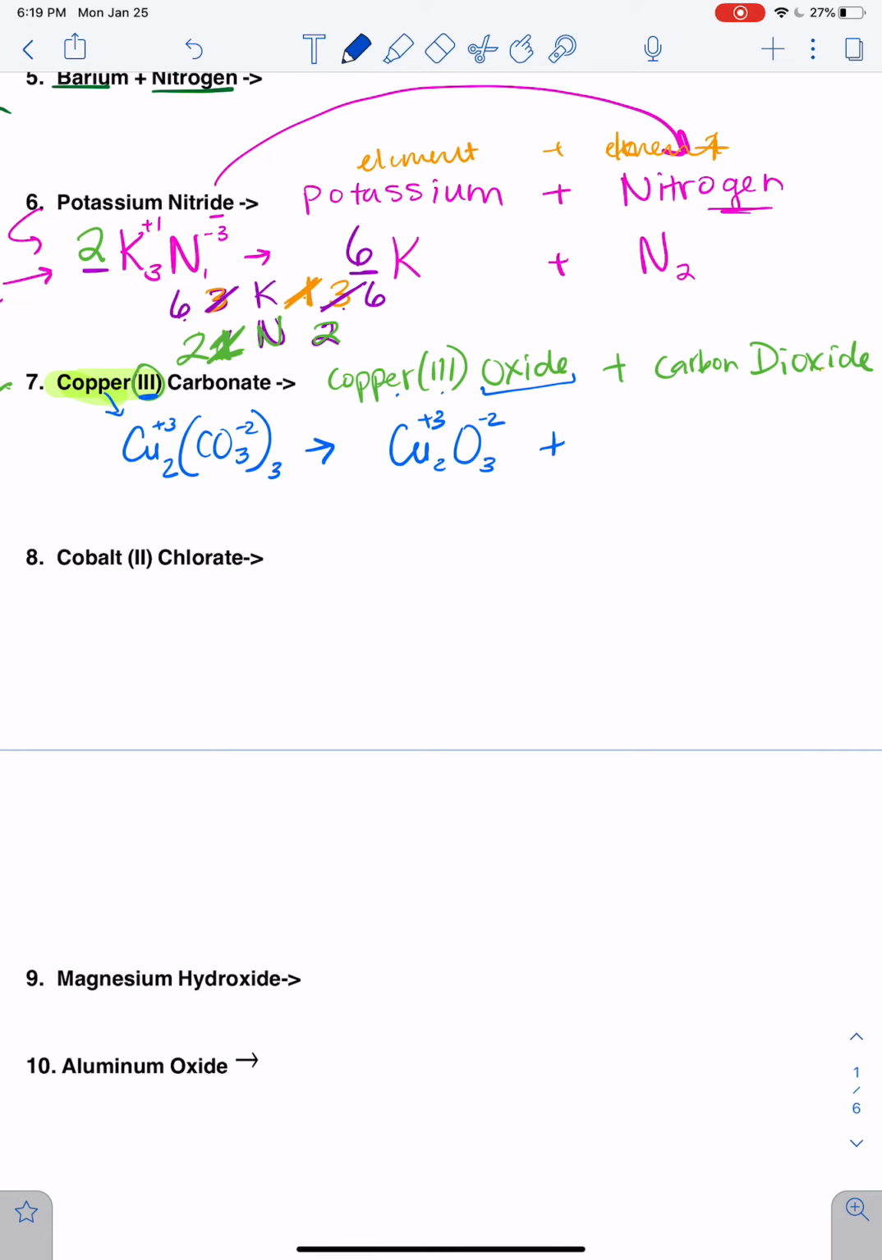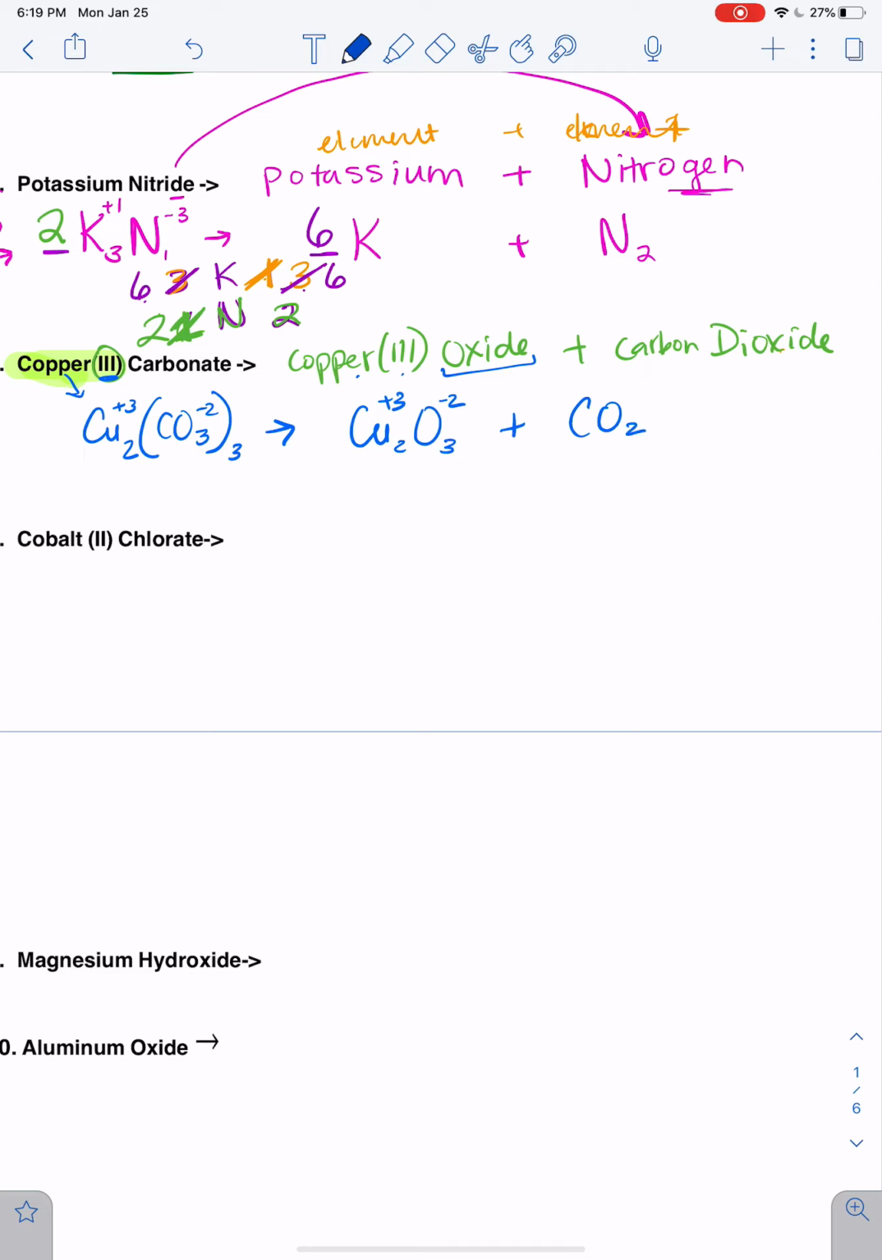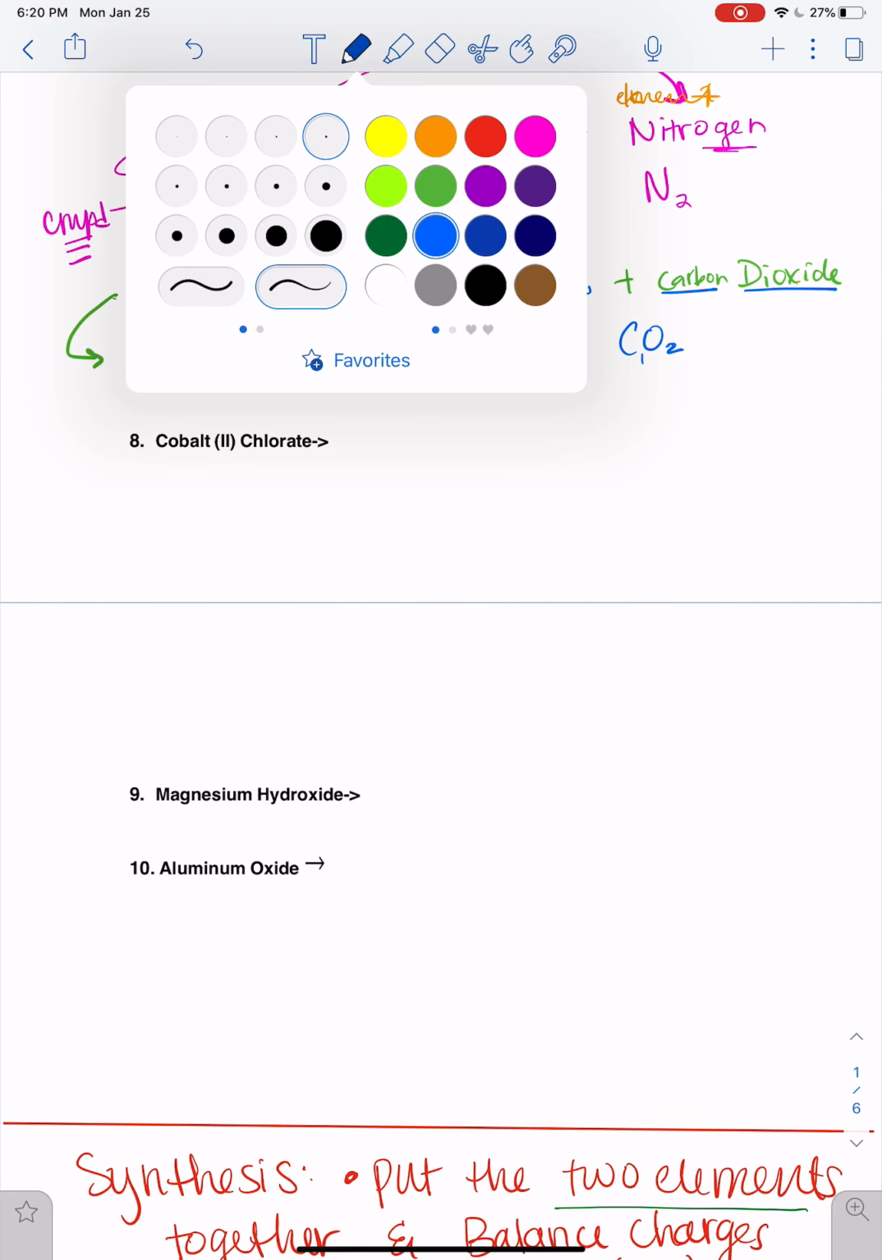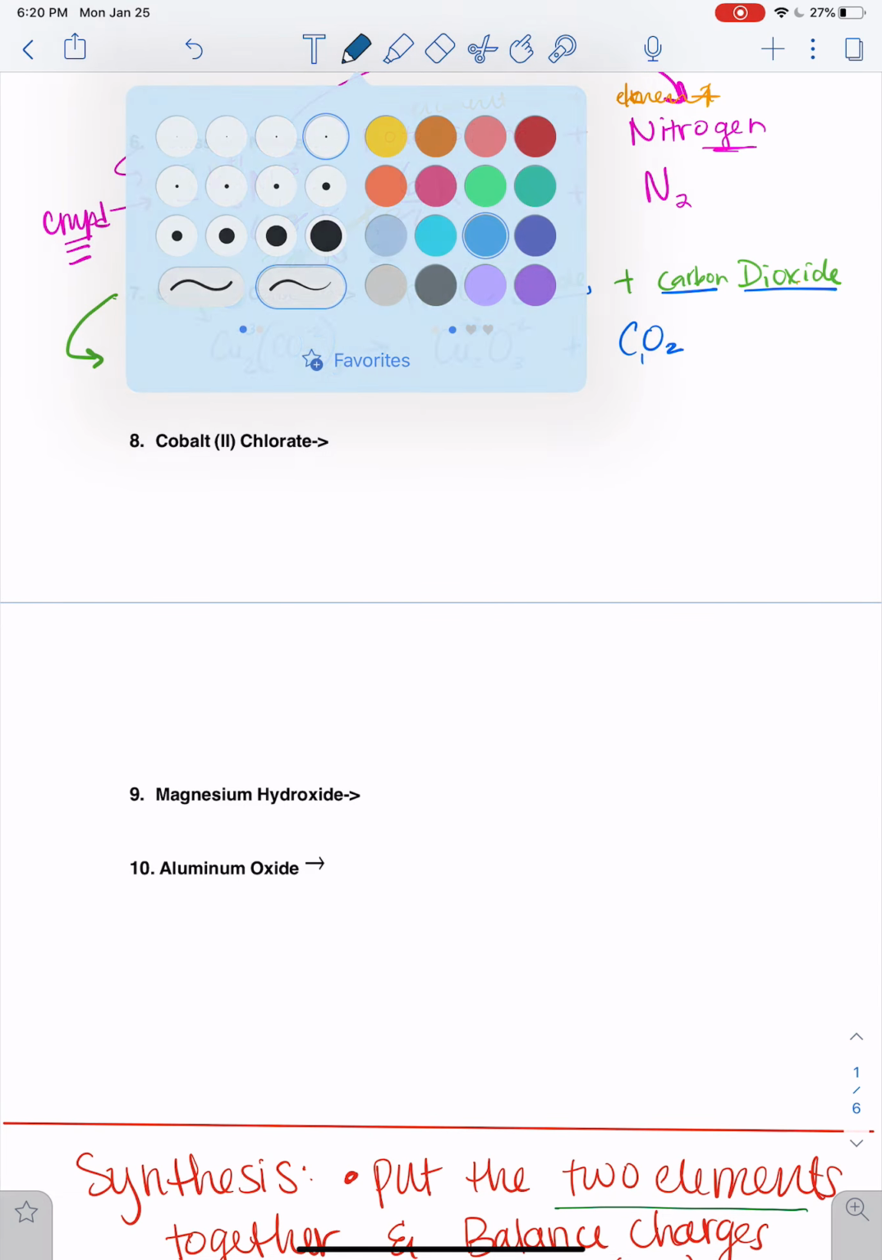Moving on, carbon dioxide is CO2. No need to deal with the charges because carbon dioxide tells me exactly what I need: 1 carbon, 2 oxides. Okay, so we have built the compound. Now we just need to make sure that the compound will balance.